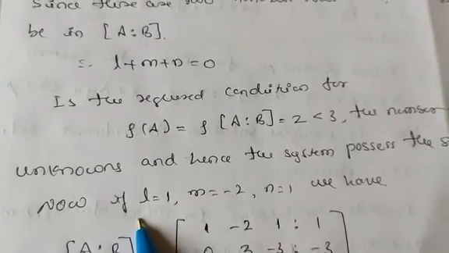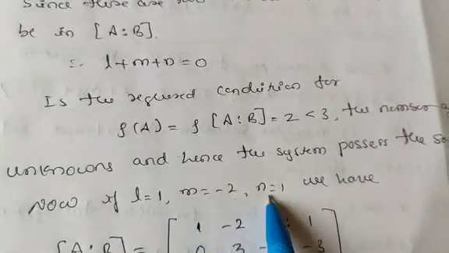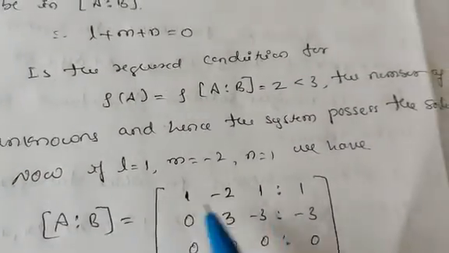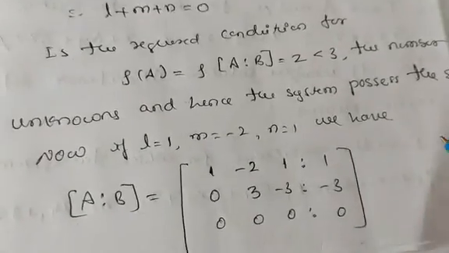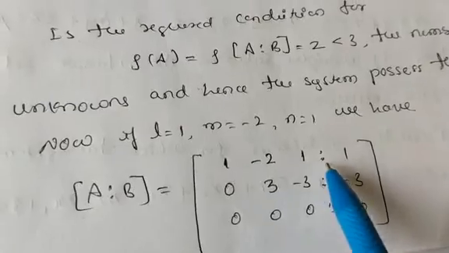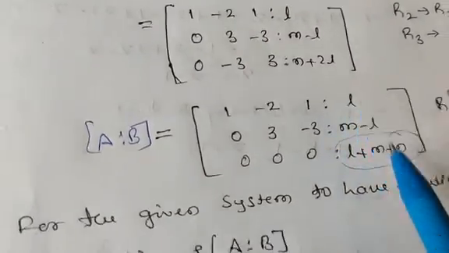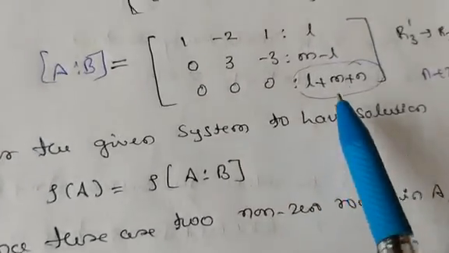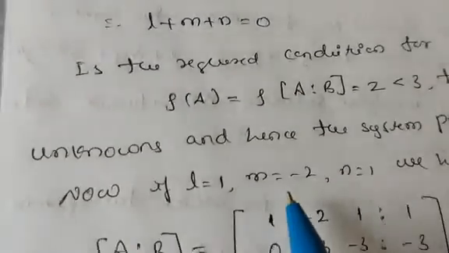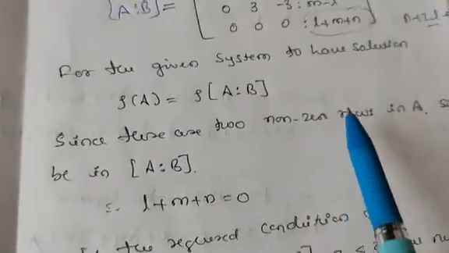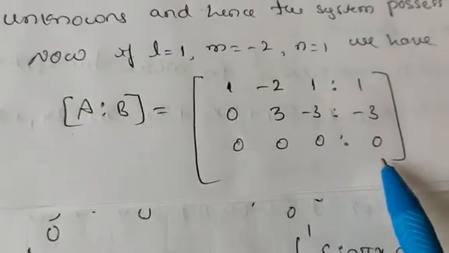Now if L is equal to 1, it is given in the question itself, solve if L is equal to 1, M is equal to minus 2 and N is equal to 1. So in the last step we put all these values here. A colon B is equal to, first row 1 minus 2, 1 colon L, so L is 1. Next is 0, 3, minus 3, and M minus L. M is minus 2, minus 1 is minus 3. And lastly L plus M plus N, its value is 0 here.